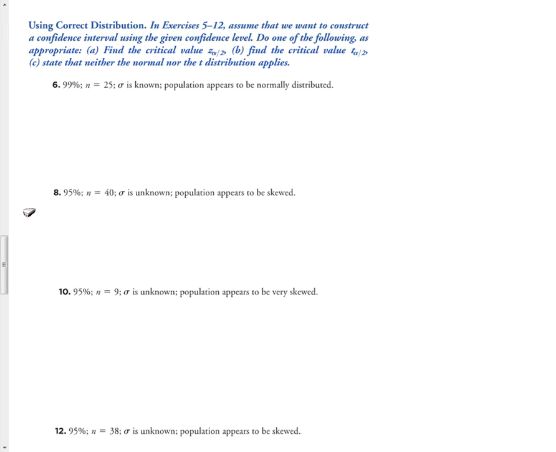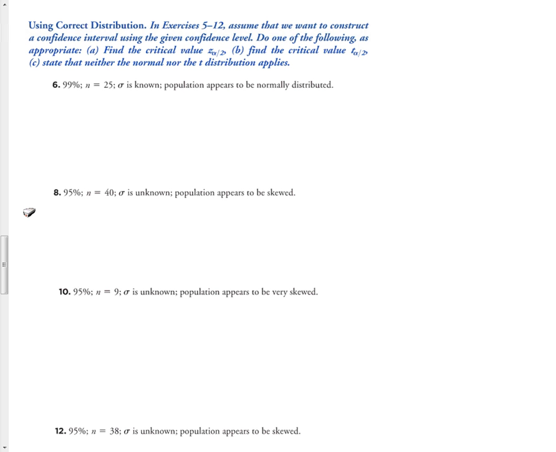Well, we can only find the critical Z value when we know sigma and those other requirements are also met. Part B, find the critical T value. Well, even if we don't know sigma, we can still find a critical T value as long as it's a simple random sample and either it's a normal distribution or the sample size is larger than 30.